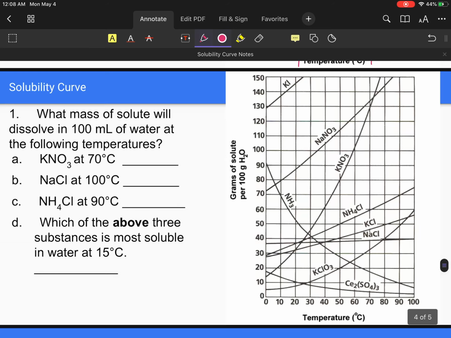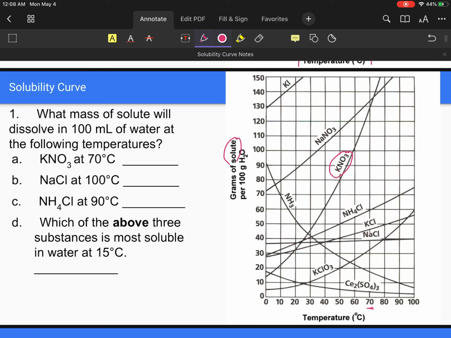So let's look at some examples, okay, and this will help you see what I mean when I'm talking about on the line or above the line. Number one says, what mass of solute, so that means I'm looking at my y-axis because this is my solute, will dissolve at these temperatures. Okay, so my first one is KNO3. Here it is. So I'm just looking at this line for KNO3.